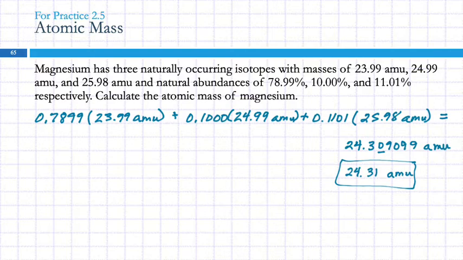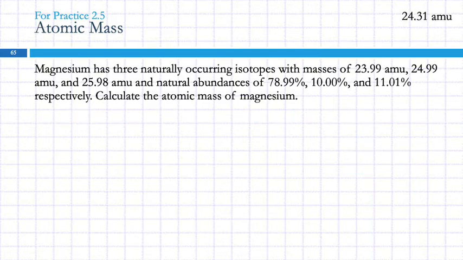Just another tip about averages. If you end up with an average that's higher or lower than the range of numbers, something went badly wrong. Okay, so there's the answer.